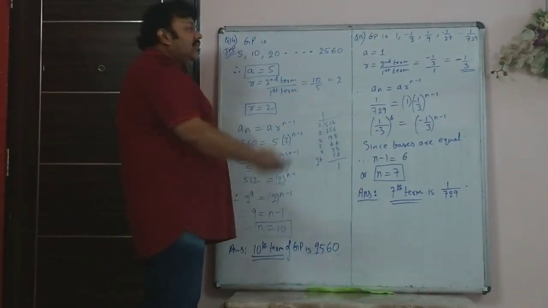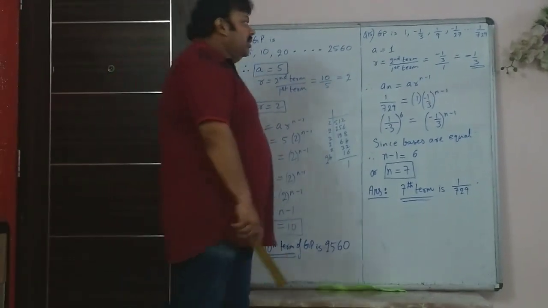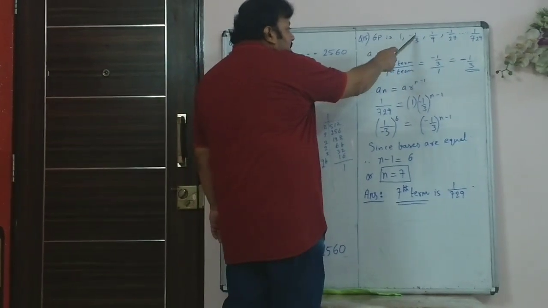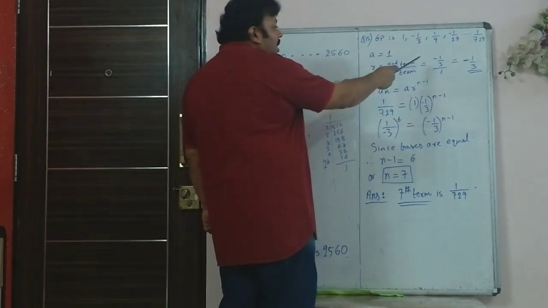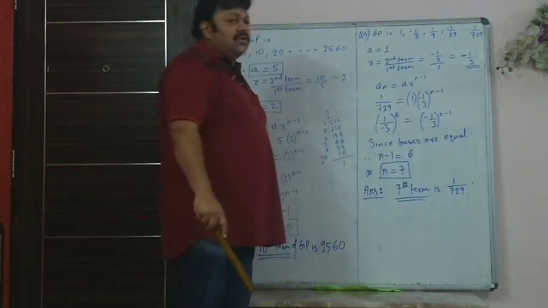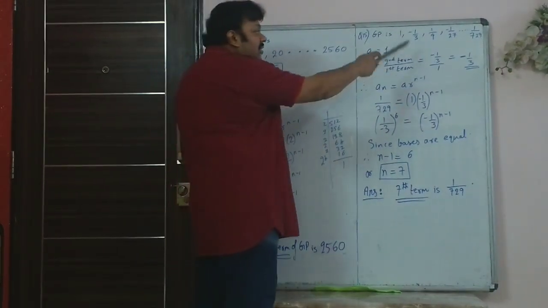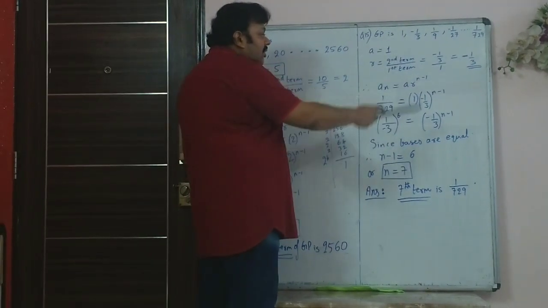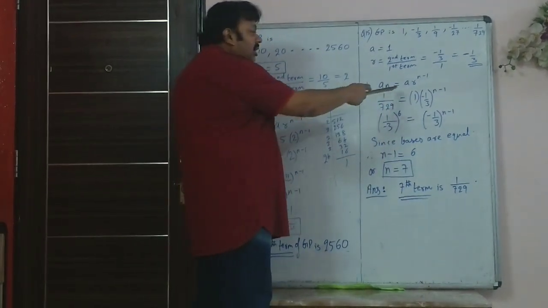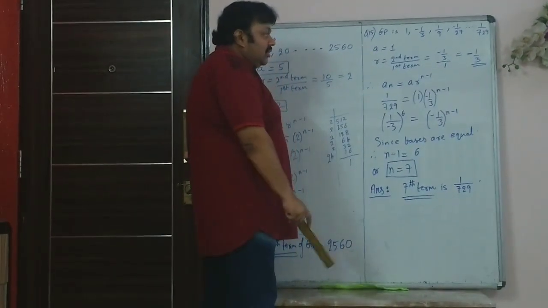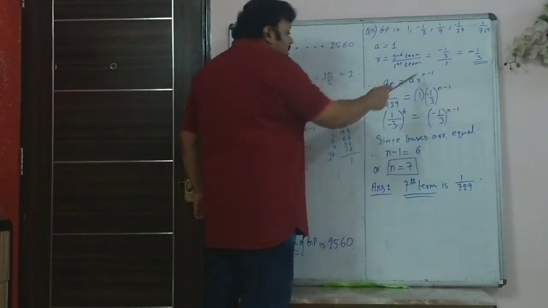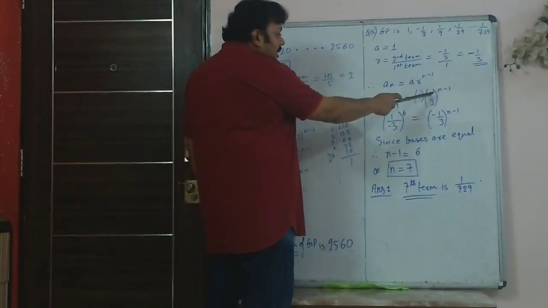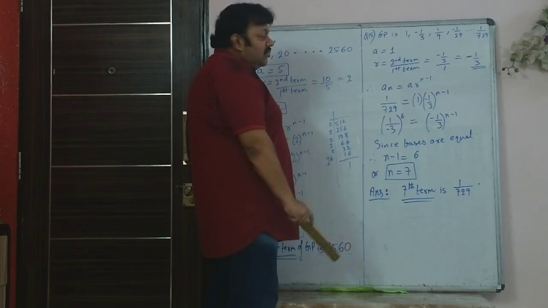Now the next sum is also very similar to this. In this case you have a GP where first term is 1, second term is minus 1 by 3. So r is second term upon first term. So it will be minus 1 by 3 upon 1, which is minus 1 by 3. A is already 1. So again the same way, an is a r raised to n minus 1. Nth term is 1 upon 729. A is 1, minus 1 by 3 raised to n minus 1.